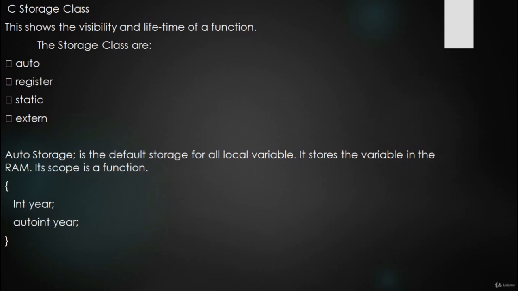Now, auto storage is the default storage for all local variables. It stores the variable in the random access memory, the RAM, and its scope is a function. Scope here refers to the visibility of the variable. So when you see the variable, you can see it as a function in the auto storage class.